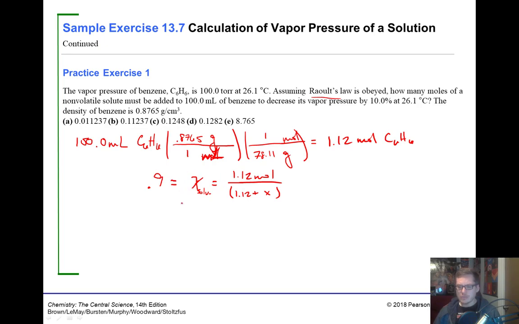There are several ways we could solve for it, but let's do something fun. Let's flip both sides upside down, so we take the inverse of both sides. We have 1 over 0.9 equal to (1.12 plus x) divided by 1.12. Multiply both sides by 1.12 and then subtract 1.12, and x is equal to 0.9 inverse times 1.12, minus 1.12, and we get 0.124.